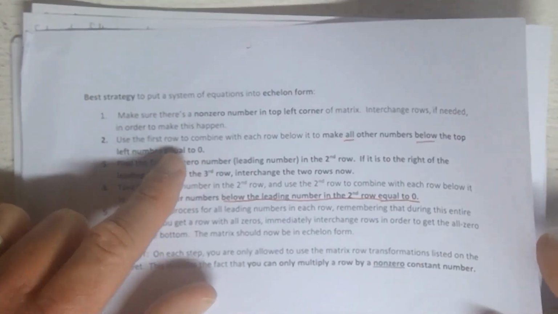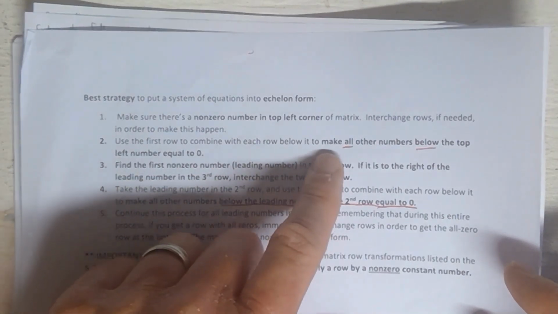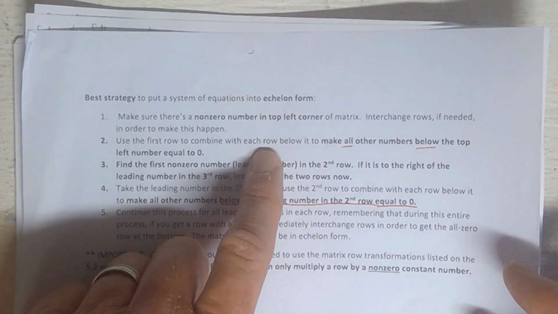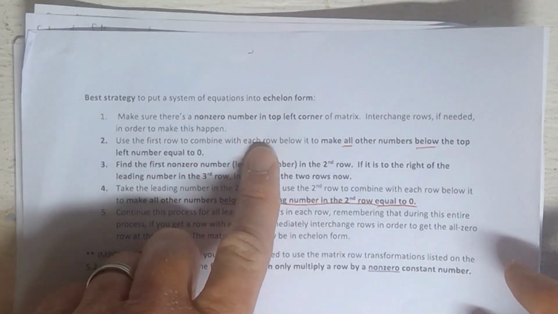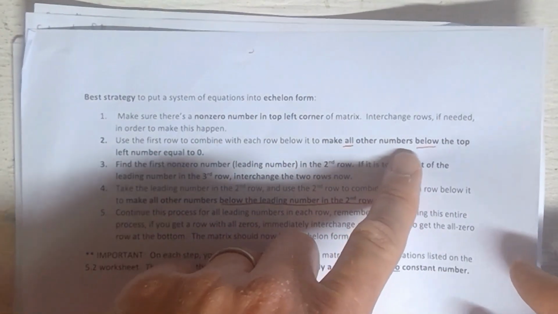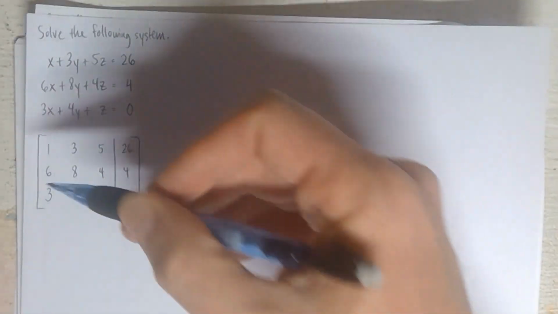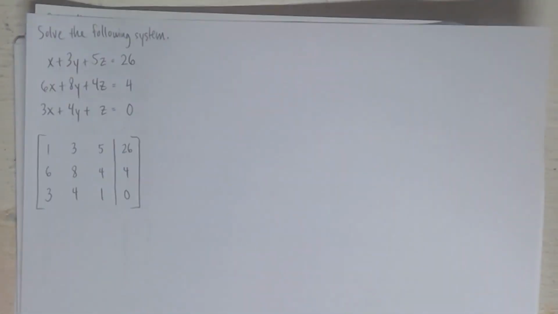The next step says use that first row to combine with each row below it. In other words, I'm going to combine the first row with the second row if necessary, and I'm going to then combine the first row with the third row, okay, in order to do what? In order to make all of the numbers below that top left number equal to 0. So in other words, you want to take the 6 and the 3 and you want to convert them to zeros. Okay? How do we do that though? What do they mean by converting that to zeros?